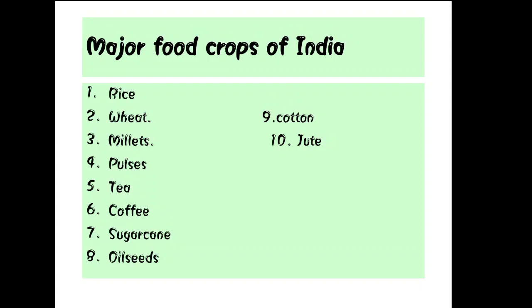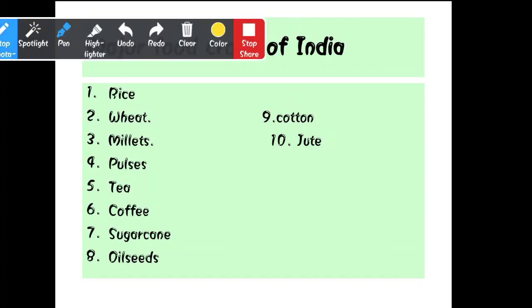So here, major food crops of India. India is a land of agriculture, or a land of farming. Here many crops, vegetables and other food grains are grown, like rice, wheat, millets, pulses, tea, coffee, sugarcane, oilseeds, cotton, jute, and many more. India is very rich in the production of rice and wheat. Rice is also known as the staple food of India. We will look at each crop in detail.